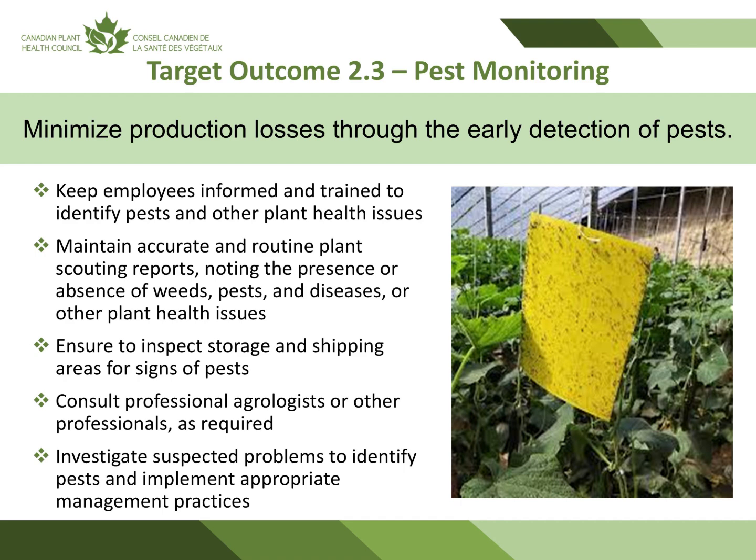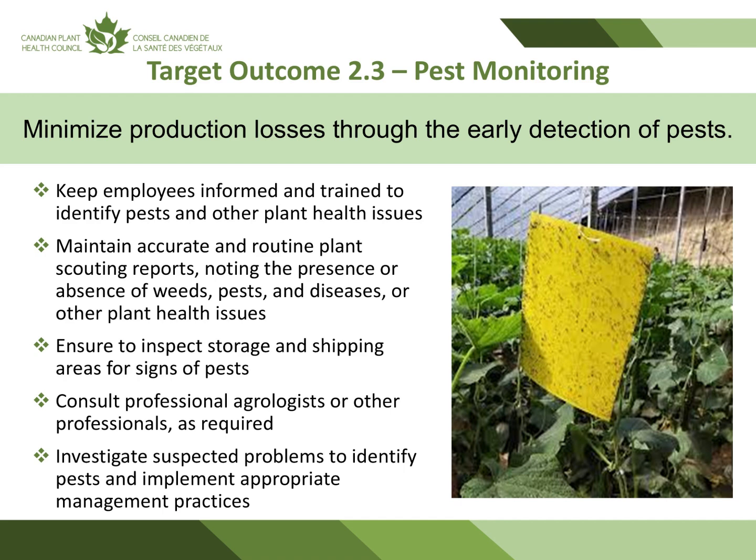Maintain accurate and routine plant scouting reports. Records can be used in future years to predict times of high risk. Elements to be recorded might include location, date, crop type, control strategy implemented, and the success of this strategy. As part of your monitoring program, make sure to inspect storage and shipping areas for signs of pests. Consult professional agrologists or other professionals as required when help is needed developing a monitoring program or identifying a pest.